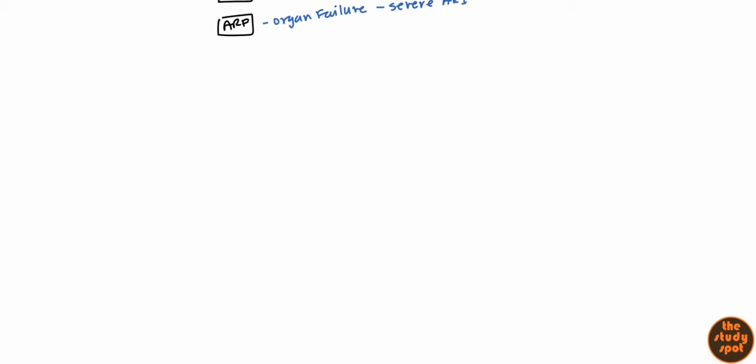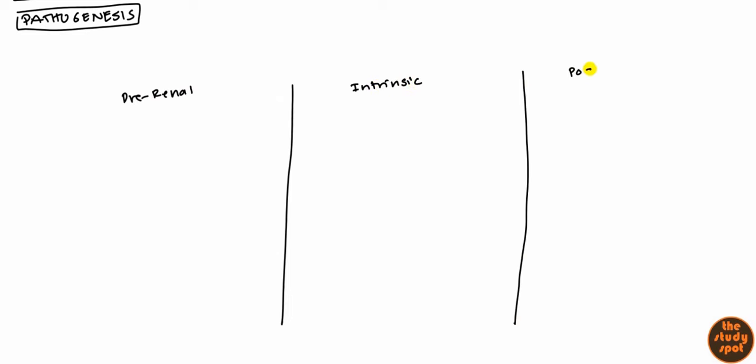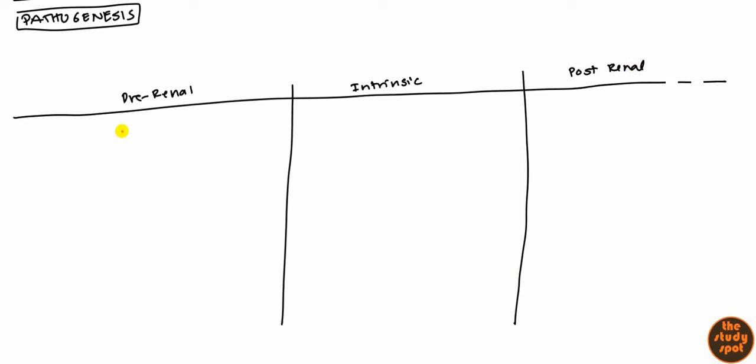So let's talk about the pathogenesis, or the pathophysiology, of how this acute kidney injury or acute renal failure works. It's divided into three different categories depending on where it affects the kidneys. Prerenal, which is before the kidneys. Intrinsic, which means the kidneys itself, so somewhere along the nephron or the glomerulus. And postrenal is after the collecting tubules, so the collecting tubules and anywhere below that, which includes the ureter, the bladder, and the urethra.